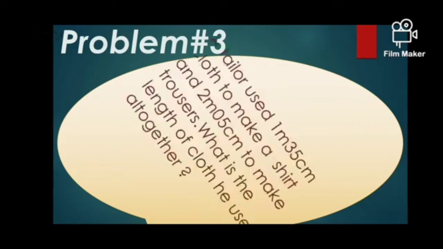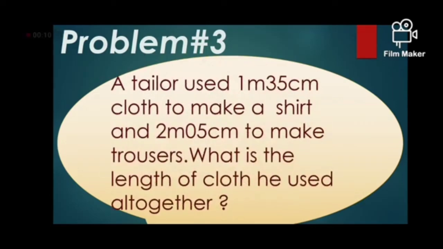Now problem number 3 is: a tailor used 1 meter 35 centimeter cloth to make a shirt and 2 meter and 5 centimeter to make trousers. What is the length of the cloth he used altogether? My dear students, you can see in this example we have the word altogether, and the word altogether is used for addition.